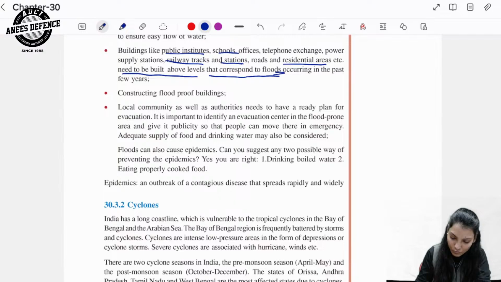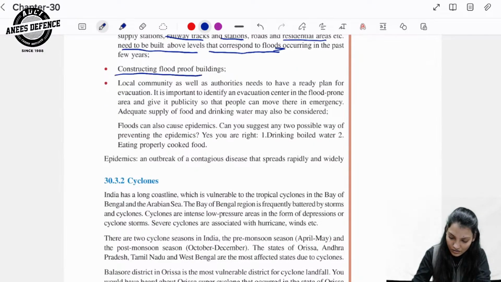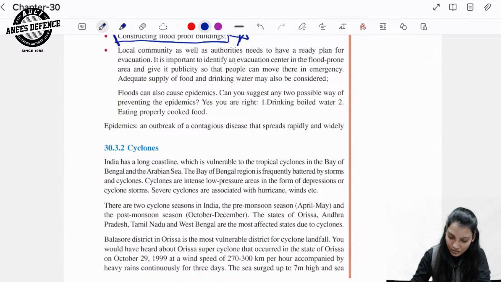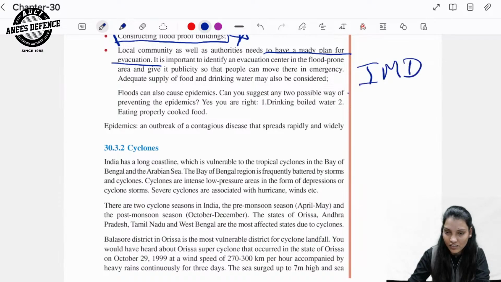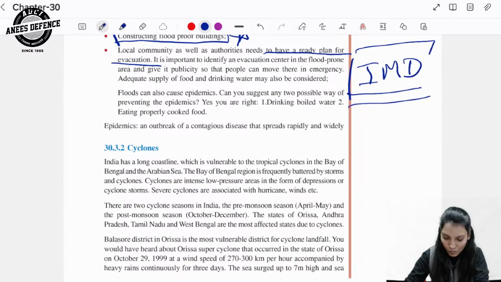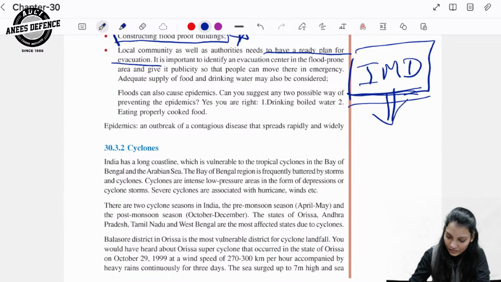Constructing flood-proof buildings. This is a very advanced kind of solution. The local community as well as the authority need to have a ready plan for evacuation. We have IMD, the Indian Meteorological Department, which can give us prior information about the flood. So if we get prior information about the flood, we should have a ready plan to evacuate from that particular location.